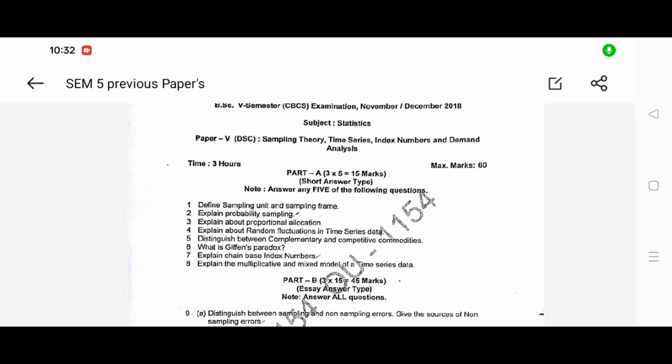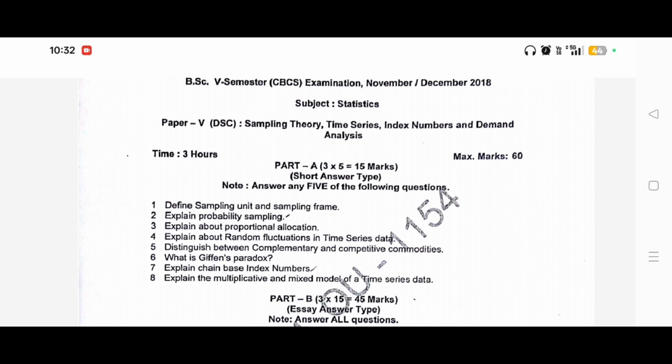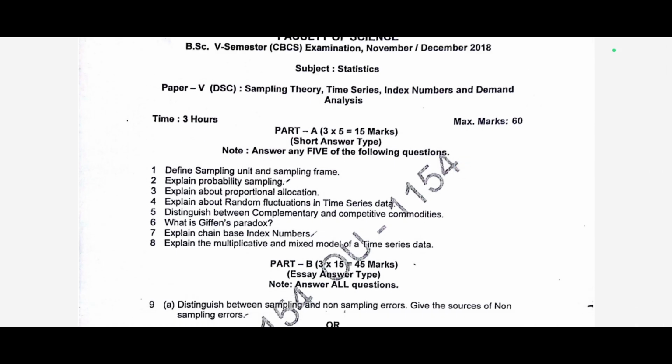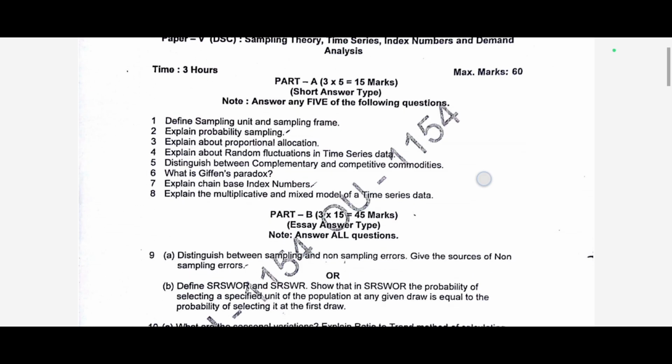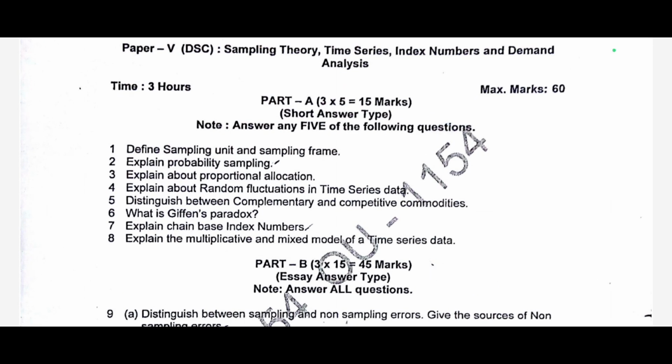Welcome to Teja Statistics. In this class, we are going to see all previous years' question papers. Some of the topic names are changed, but the complete syllabus is not changed. So here we have to see some questions of the previous years which we have in our syllabus according to our latest syllabus only. Sampling theory, time series, index numbers and demand analysis.